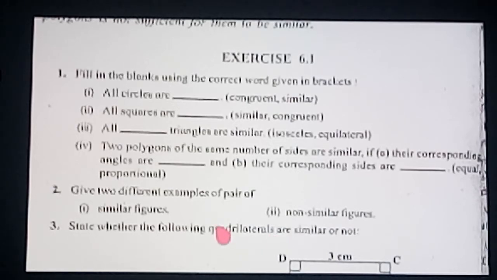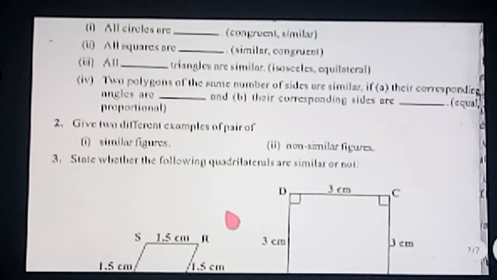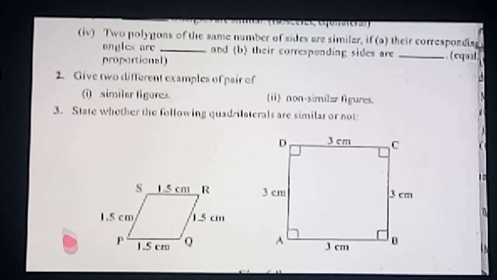Now question number 3, see. That is for you to find out. State whether the following quadrilaterals are similar or not. What is the condition I gave for similar quadrilaterals? I already gave the conditions for two similar quadrilaterals. First condition, all corresponding angles are equal. Second condition, all corresponding sides are in the same proportion.